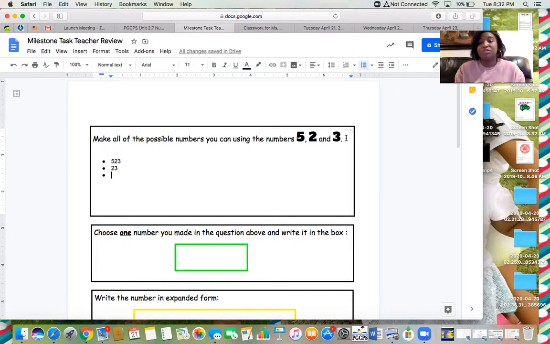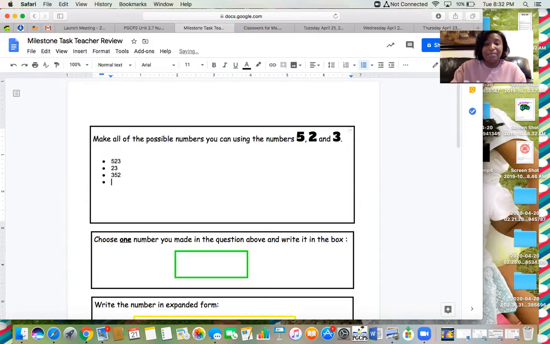Also, I'm going to make another number. This time I'm going to use the number 3 first, and I'm going to make it 100. So that means I'm going to use 3 numbers all together. So the 3 is in the hundreds place. Next, I'm going to use the number 5 in the tens place. And then I'm going to use the number 2 in the ones place. And what number did I just make?